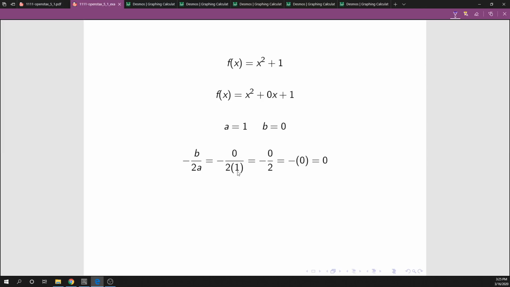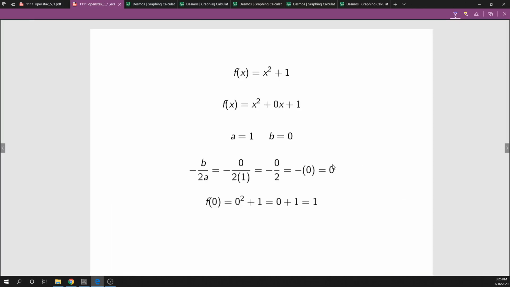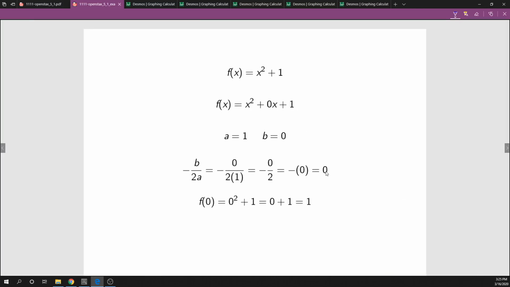B is 0, a is 1. Multiply here, I get 2 times 1 is 2. 0 divided by 2 is just 0. And then the opposite of 0 is, again, 0 itself. So we know that the x coordinate, right, of that vertex is 0.